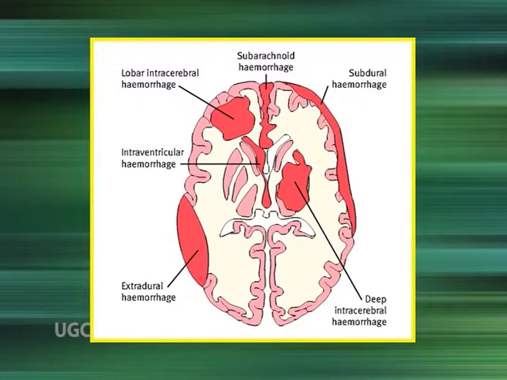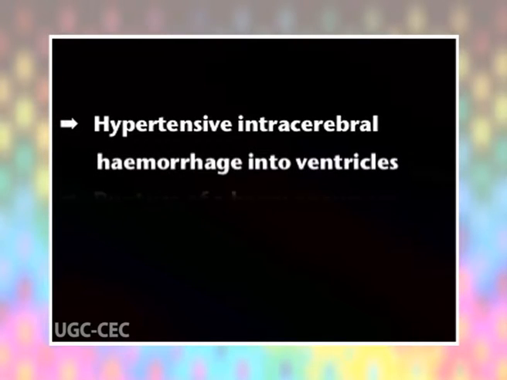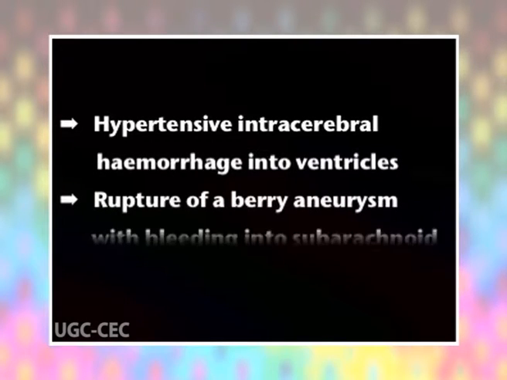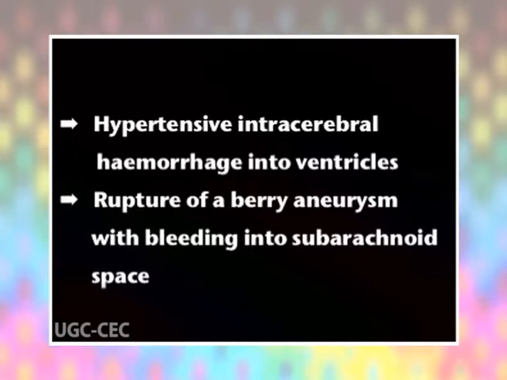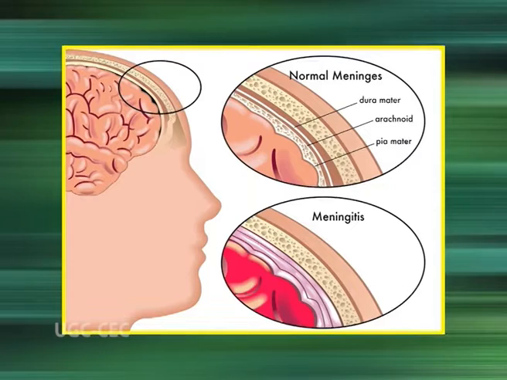Hemorrhage with red blood cells in the CSF may be secondary to hypertensive intracerebral hemorrhage into ventricles, rupture of a berry aneurysm with bleeding into the subarachnoid space, extension of traumatic hematoma, or bleeding from vascular malformations. Meningitis is an inflammation of the leptomeninges usually caused by infection.